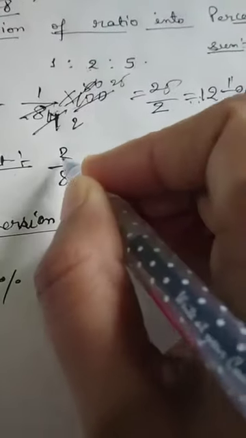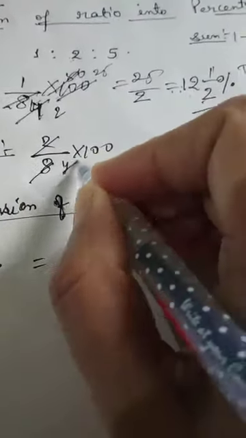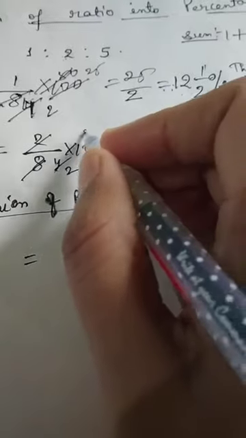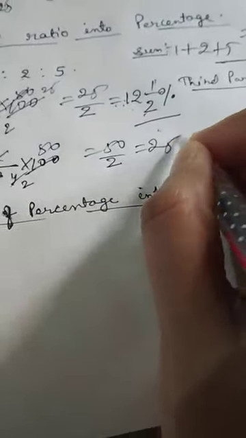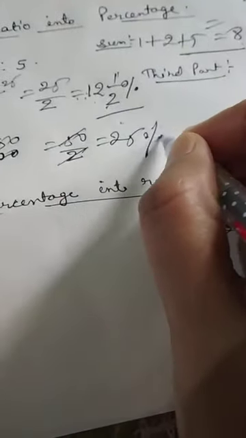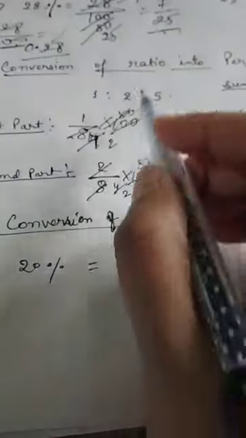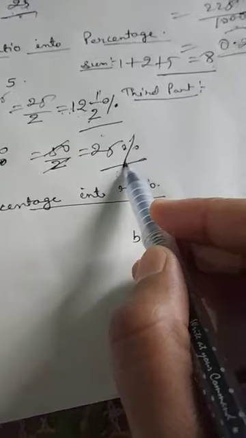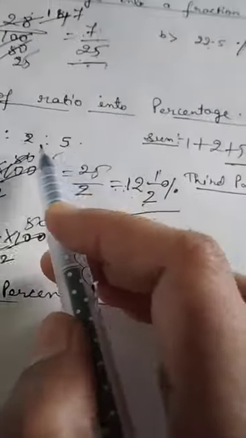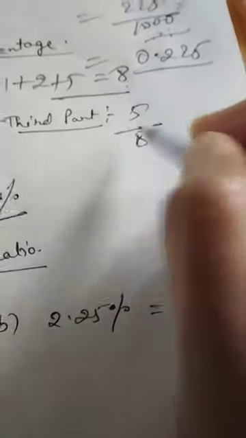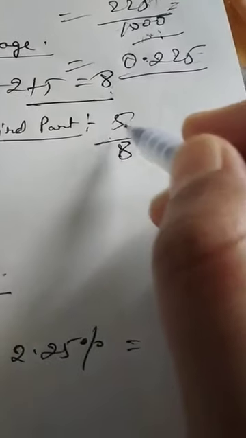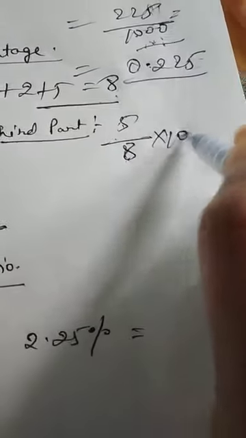Multiply by 100. So 2 4s are 8, 2 2s are 4, 2 5s are 10. So 50 by 2 means 25. If you cancel it, we will get 25%. So I have changed the second part also into percentage. Now third part. Third part is 5. So 5 by total ratio 8. So 5 by 8 multiply by 100.